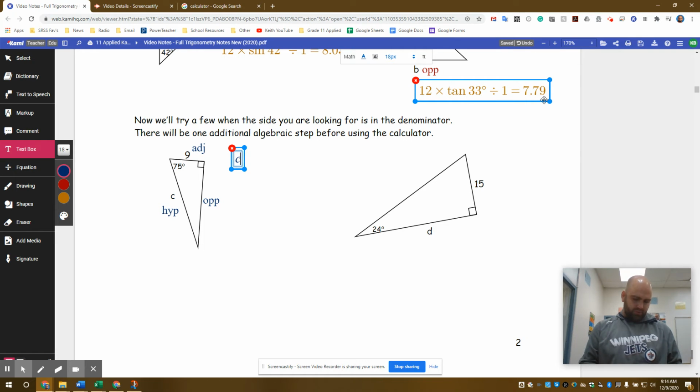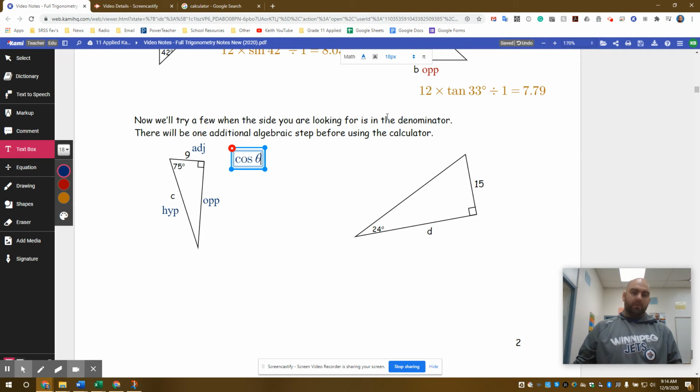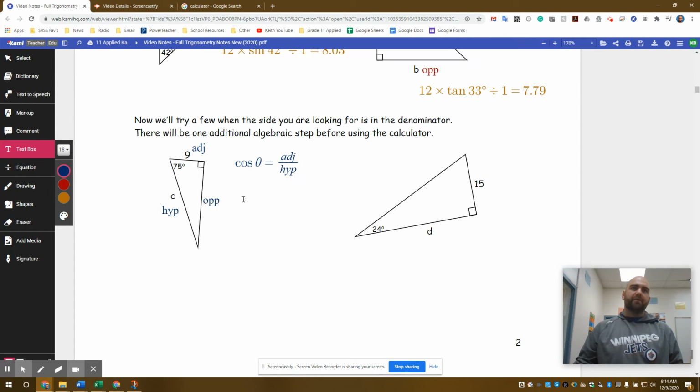Adjacent and hypotenuse. So we're going to be using cos of theta is equal to adjacent over hypotenuse, and plug our values in. So cos of 75 degrees is equal to the adjacent, which is 9, over the hypotenuse of C.